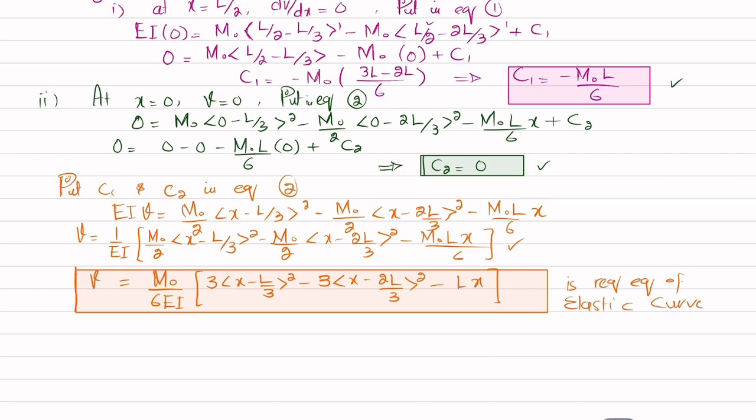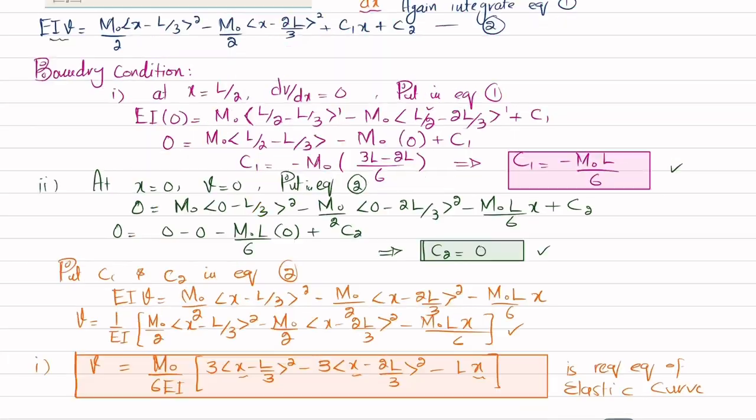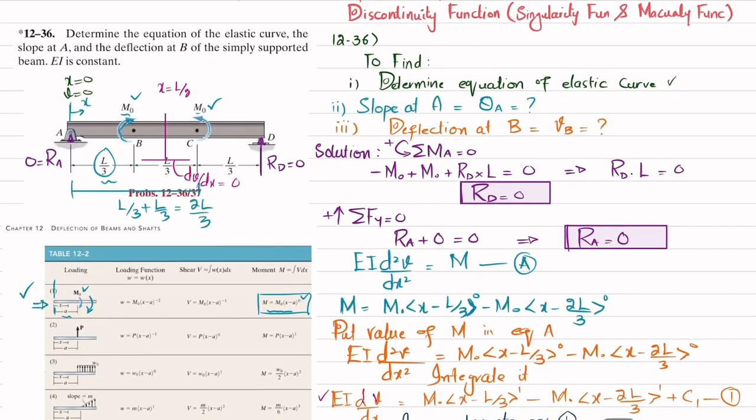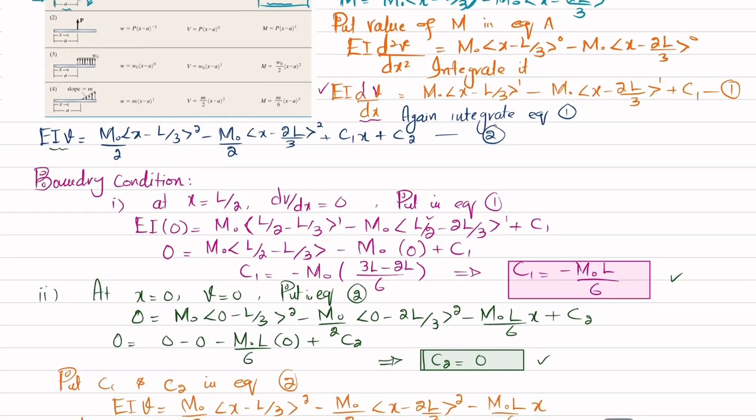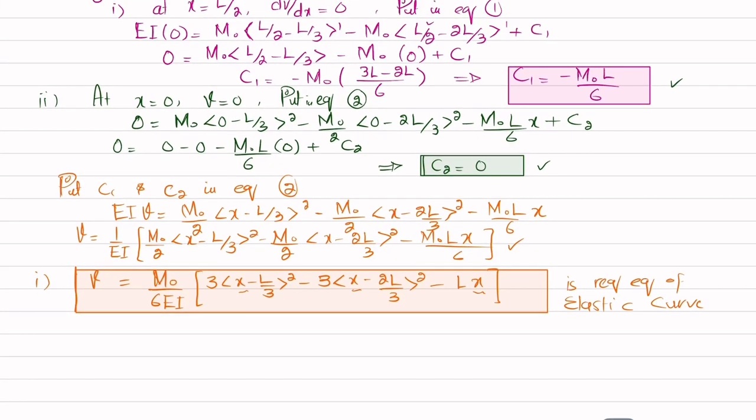So if you put the value of x, you will get the deflection at that point over the length of the beam. And this is the answer of our first part. Now we will move towards the second part, and in the second part we have been asked to find the slope at point A. So what we will do is put the value of C1 in equation number 1.